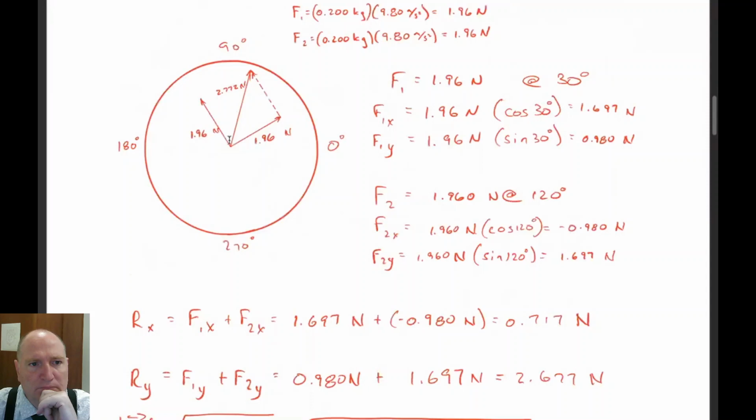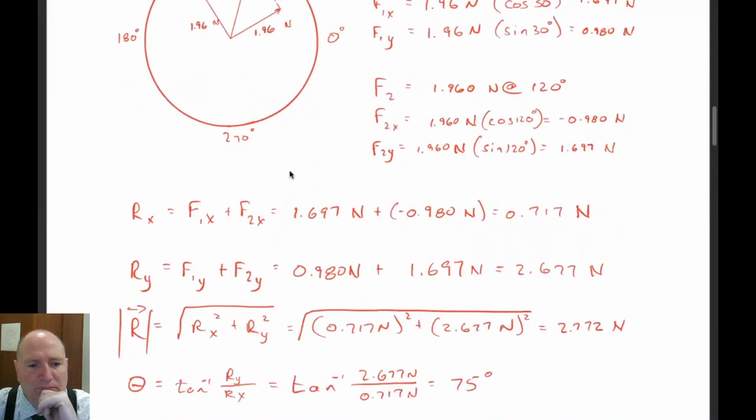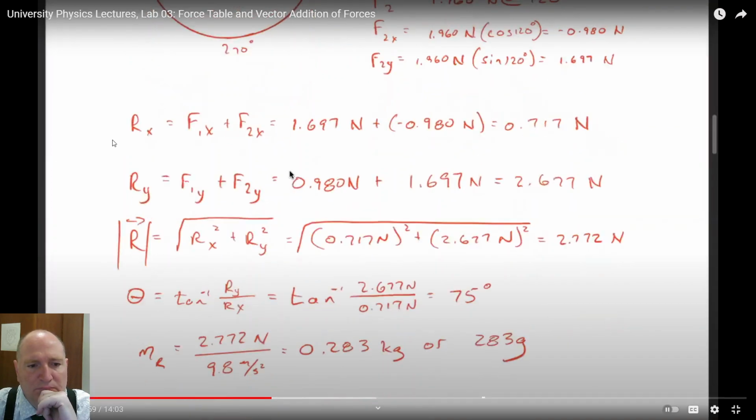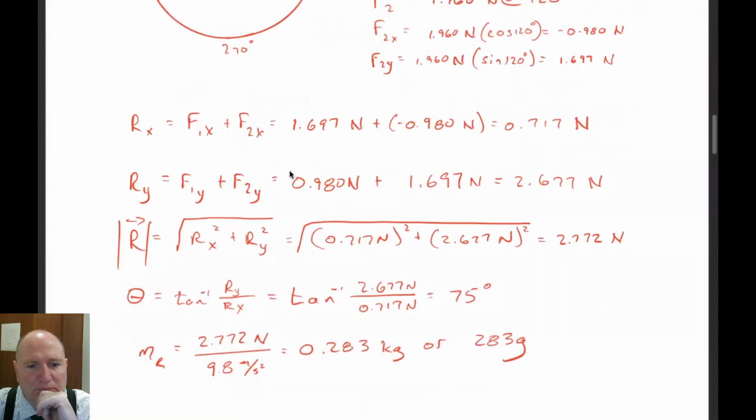2.677, that's up here along the y-axis. So we summed the components to come up with Rx and Ry. Now to get the magnitude, you take the square root of the sum of the squares of the components. So 0.717 newtons squared plus 2.677 newtons squared.